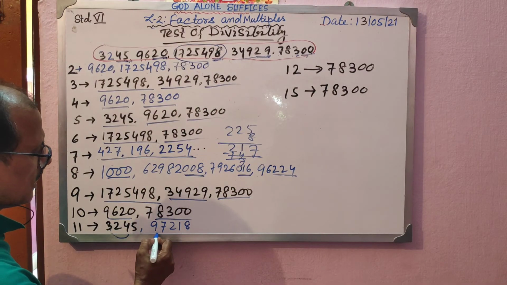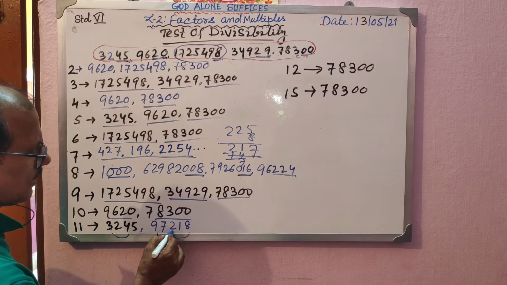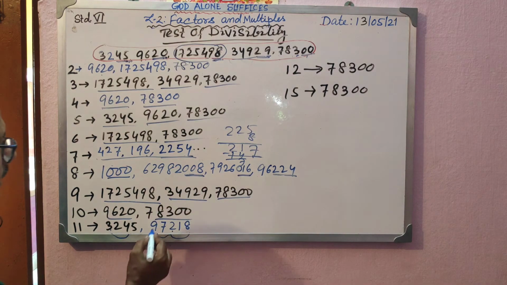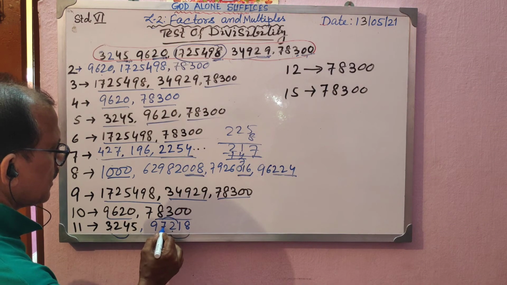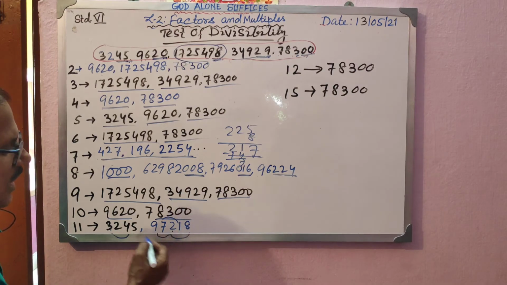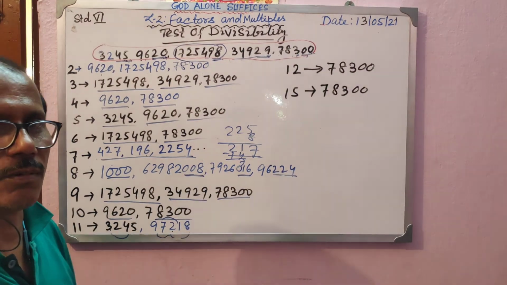Let us see this: 9, 2 and 8. If you add it, 9 plus 2 is 11, 11 plus 8 is 19. And if you add these two places, 7 plus 1 is 8, 19 minus 8 is 11. So 11 is divisible by 11, no? So therefore this number also will be divisible by 11. I hope you have understood it.